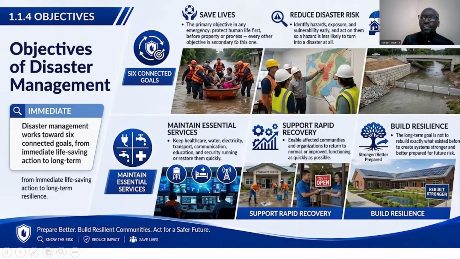So during a disaster, the priority is to save lives. That is our primary role. The other roles are secondary. Saving your business, saving your house, no. When we are responding to a disaster, we need to ensure that we are saving lives. First. Second is to reduce disaster risk.